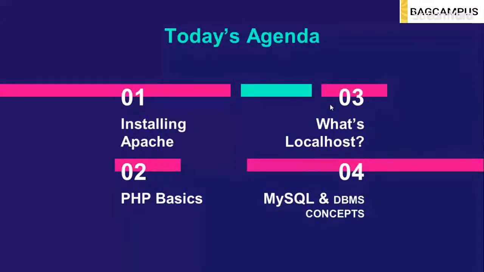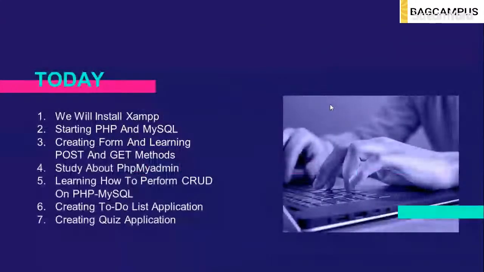So let's move again. What we are going to do today is install the XAMPP server. Then we will start with PHP and MySQL, creating a form and learning what the POST and GET methods are. This is going to be important. Then we will study phpMyAdmin, then learn how to perform CRUD on PHP and MySQL. What does CRUD stand for? CRUD stands for create, read, update and delete. We will just perform the steps with PHP and MySQL.